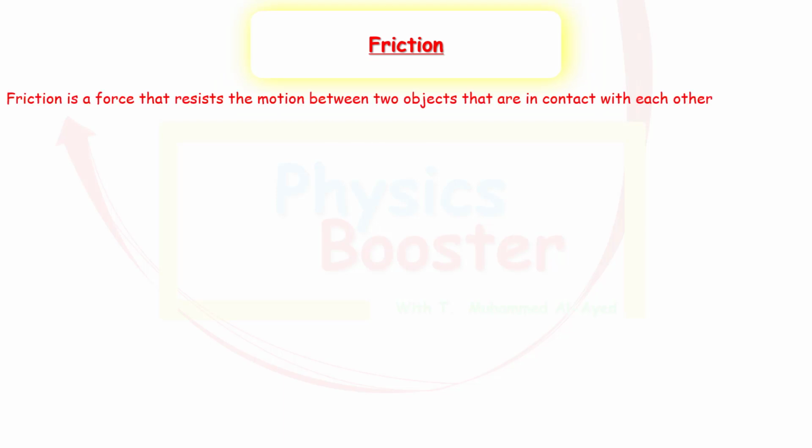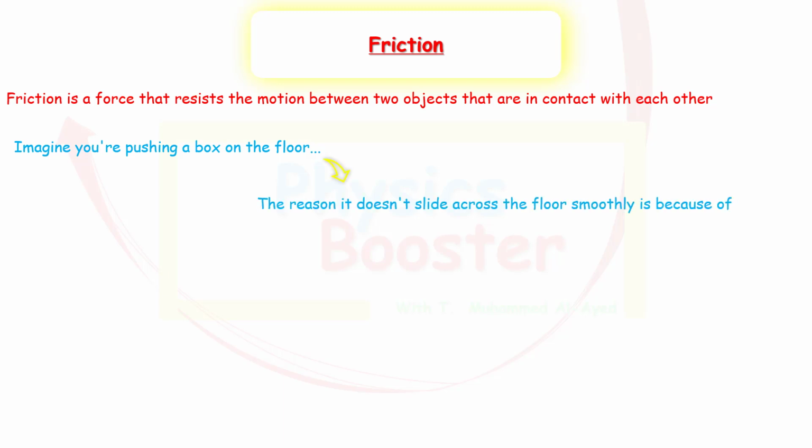So friction is simply the force that resists the motion between two objects that are in contact with each other. In other words, if these two objects are not in contact, there will be no friction between them. Now, imagine you're trying to push a box on the floor. Well, it won't move smoothly because of this friction force.